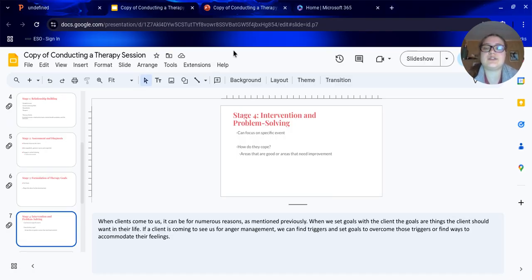If a client is coming to see us for anger management, we can help them find triggers and set goals to overcome those triggers or find ways to accommodate their feelings. We can recognize how they cope already with areas that are good or areas that may need improvement.